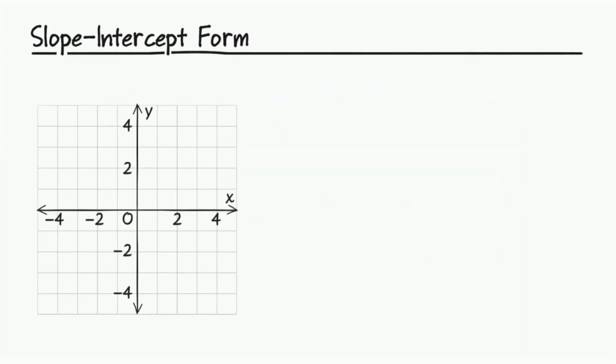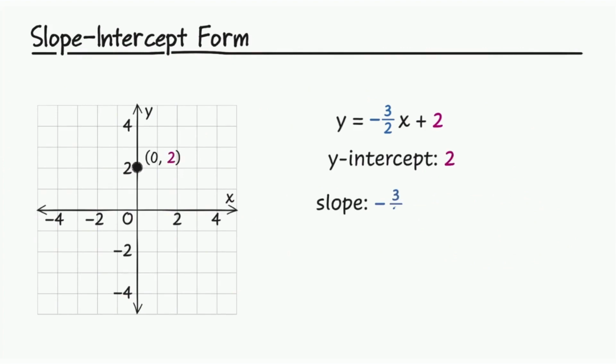To graph an equation in slope-intercept form, students use the y-intercept to graph one point on the line and the slope to locate a second point. Then they draw a line through the points to complete the graph.